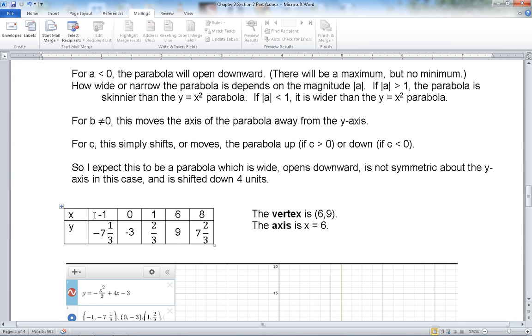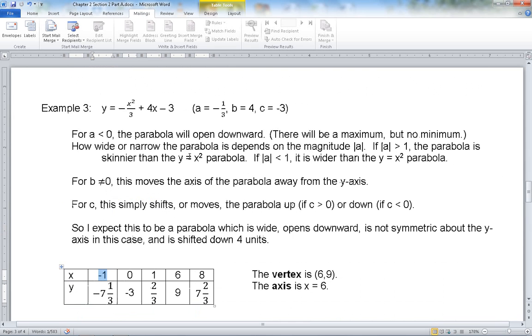So here are a few points. If I plug in, for example, x equal to negative 1, I would get negative 1 squared, so that'll be 1. So that's negative 1/3 plus, and then 4 times negative 1 would be negative 4. So I've got negative 1/3 plus negative 4. So that's negative 4 1/3, and then minus 3, negative 7 1/3. Now if I plug 0 in, I would get 0 for the first two terms, and negative 3 for the second, and so on. If I plug in 6, what happens?